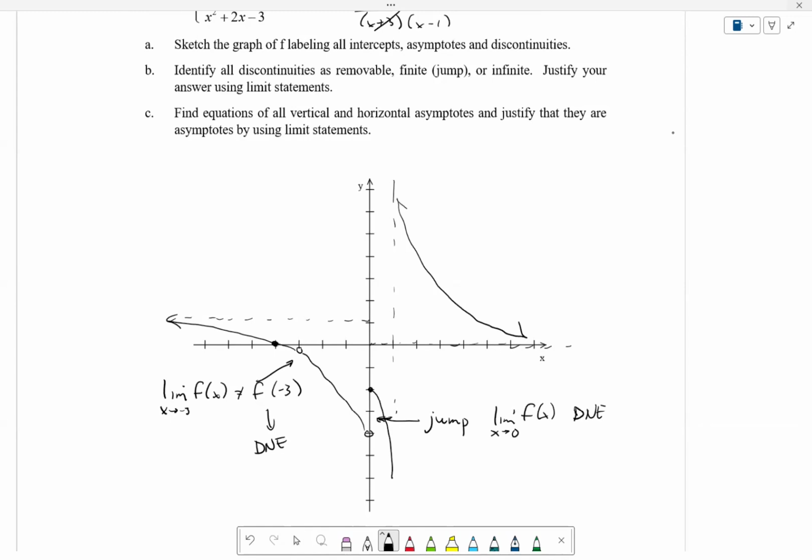Here we go. And how many more do we have? One more at x equals 1. This is infinite. And to justify this, we would say that the limit as x approaches 1, either from the left or from the right, I didn't do left this time for equal measure, is equal to, in this case, negative infinity. If you have equal signs of infinity, that is good for justification.